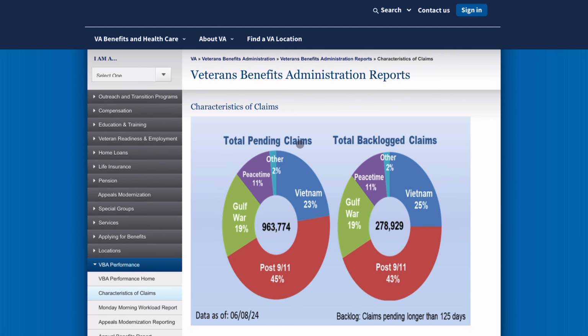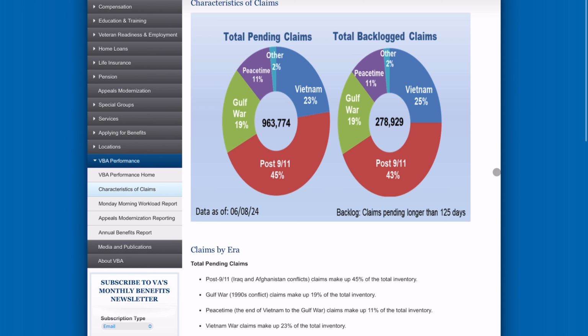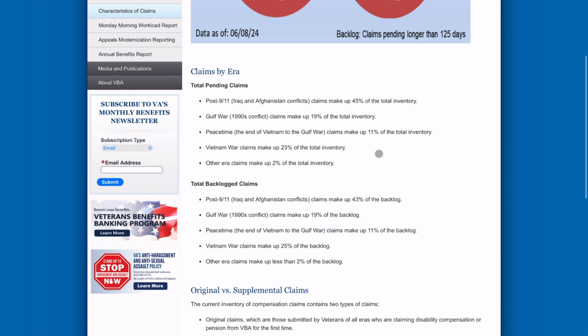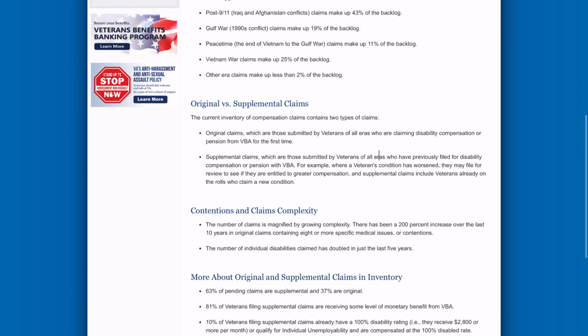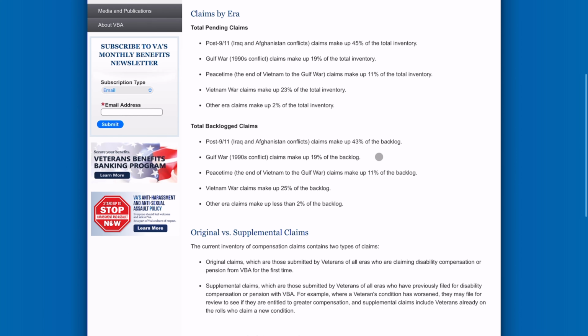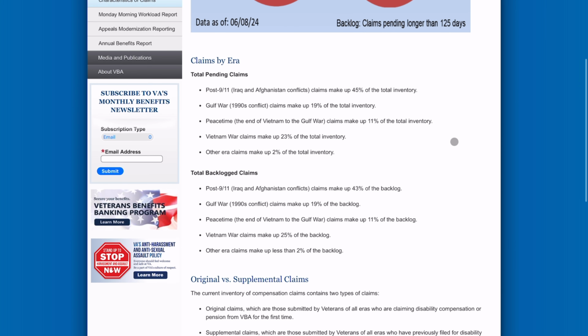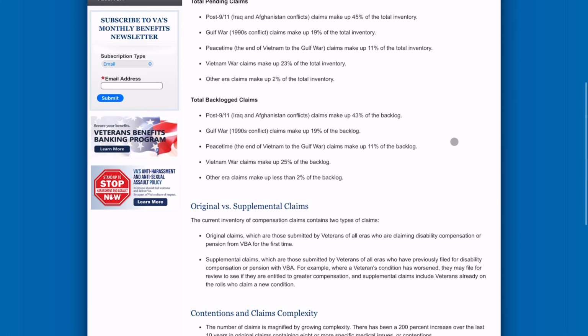We're going to discover the characteristics of claims, and you're going to see total pending claims, the time era that they're from, total backlog claims, the time era that they're from. What you'll notice is that they match a whole lot. This is very, very close. Post 9/11 take up 45% of the inventory and 43% of the inventory, depending on if you're talking about total pending and then total backlogged, right? So it just shows you which demographic of veteran, which era of veteran is doing most of the claiming right now.